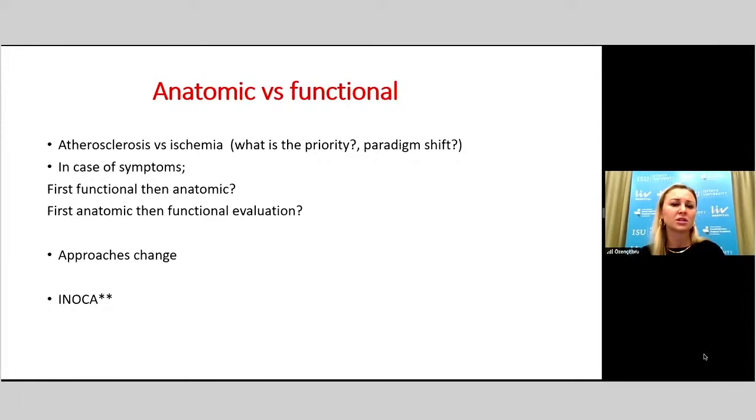They need to perform stress tests. If there is no functional abnormality, no further tests.